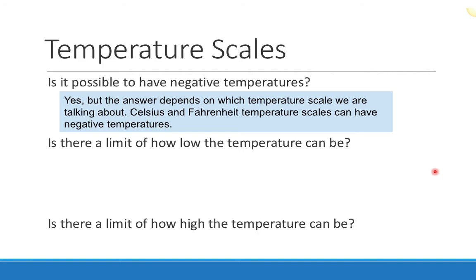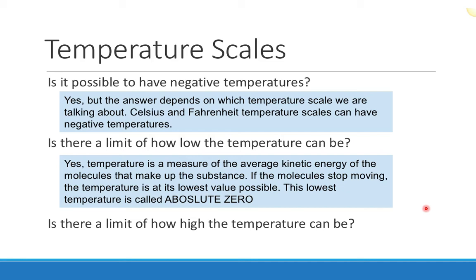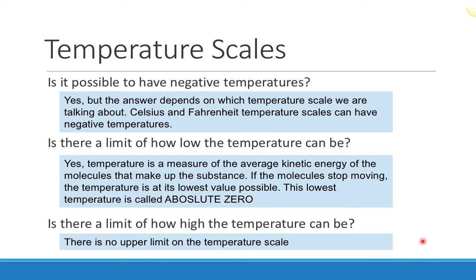Is there a limit on how low the temperature can be? The answer to that is also yes. The temperature is a measure of the average kinetic energy of the molecules that make up the substance. So the molecules are moving. They can slow down. Eventually, if the molecules stop moving altogether, that means that the temperature is at its lowest possible value. It can't get any lower. We can't have negative kinetic energy. So there is a lowest possible temperature, and it's called absolute zero. And that's when the kinetic energy becomes zero.